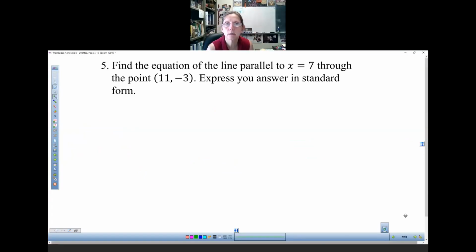Next one. Find the equation of the line that is parallel to x equals 7 and goes through the point (11, -3). I only want to put the answer in standard form. Tell me what is special about the equation x equals 7. Somebody tell me what's special, because it is a very special equation. X equals 7. What is special about this one?